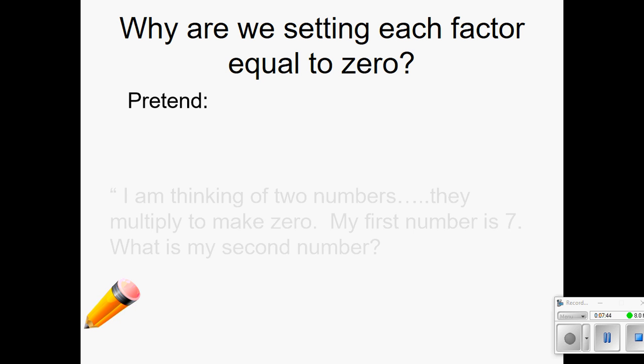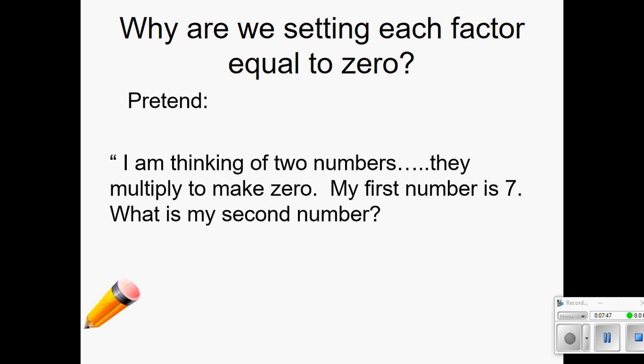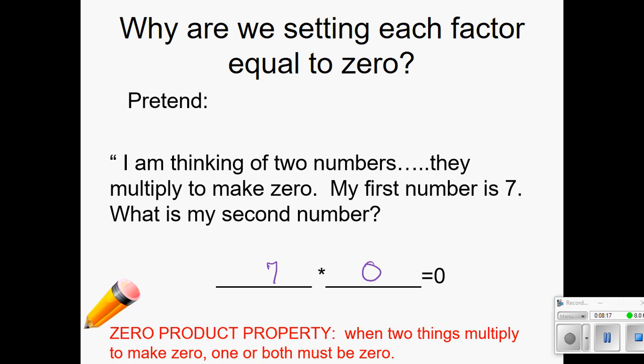So let's pretend that you're thinking of two numbers and they multiply to make 0. My first number is 7. What's my second number? It's 0. So when I plug 0 into one of those factors and multiply by 7, I get 0. So we can set each of those factors from before with the x's equal to 0 to find our solution.